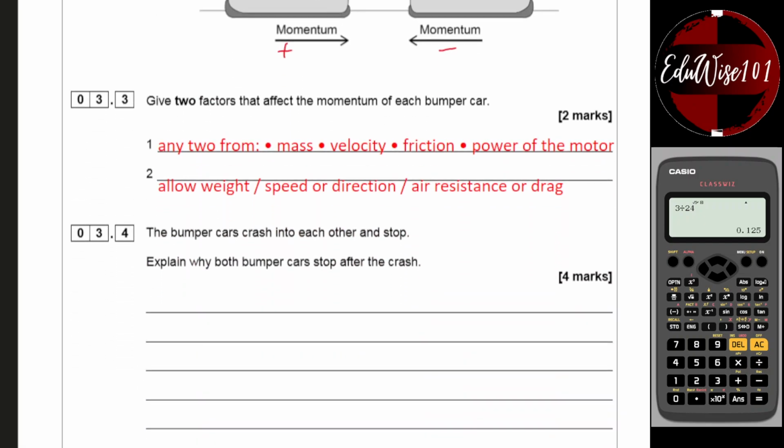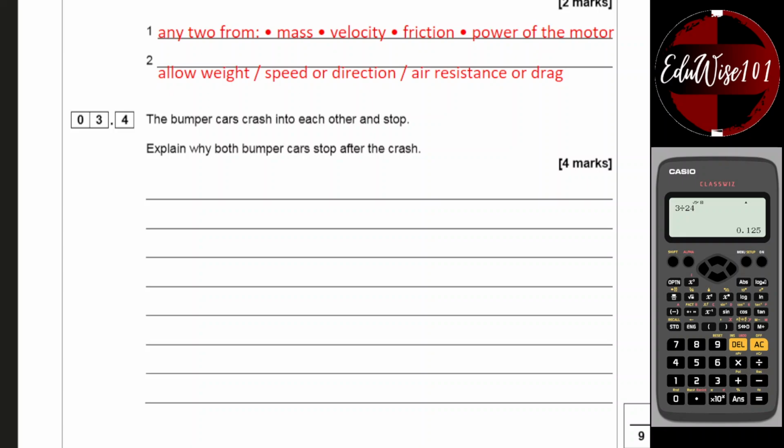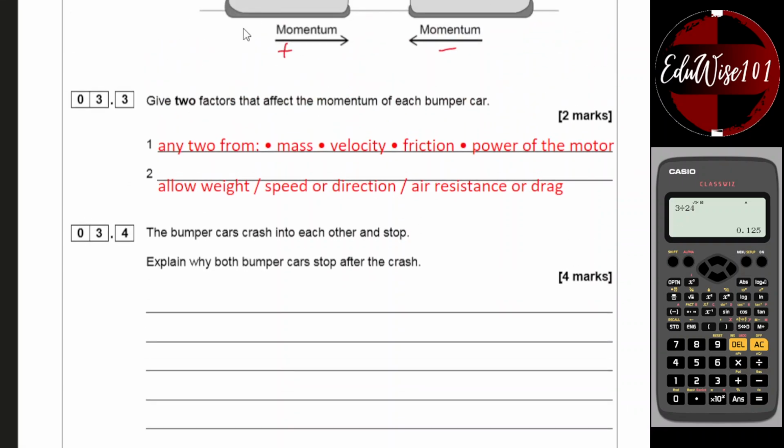Question 3.4. The bumper cars crash into each other and stop. Explain why both bumper cars stop after the crash. So, before they crash, they have a momentum, so you can see they're actually moving. Total momentum is 0. If they stop, that means the total momentum is 0. So they have cancelled out each other.